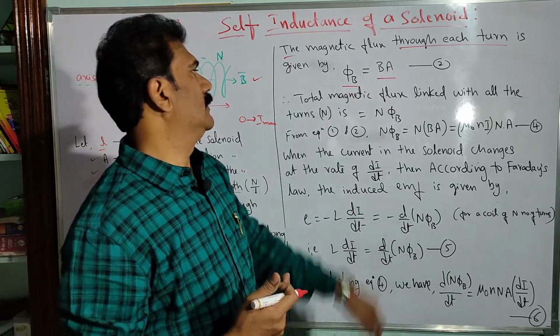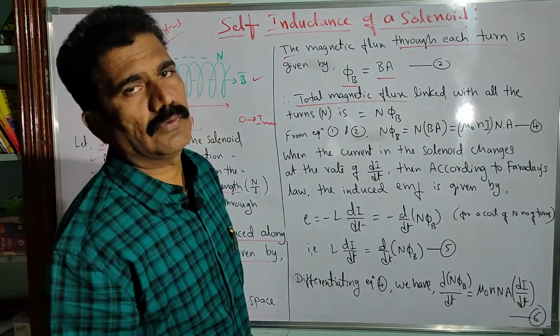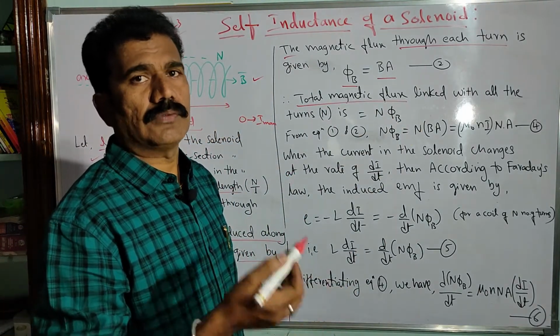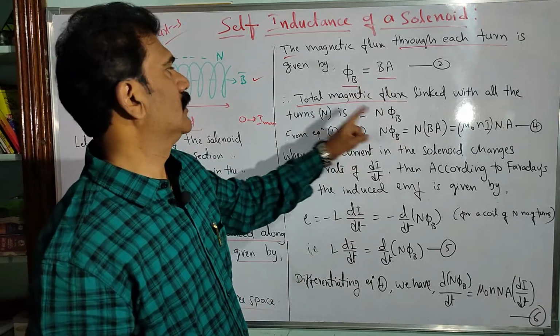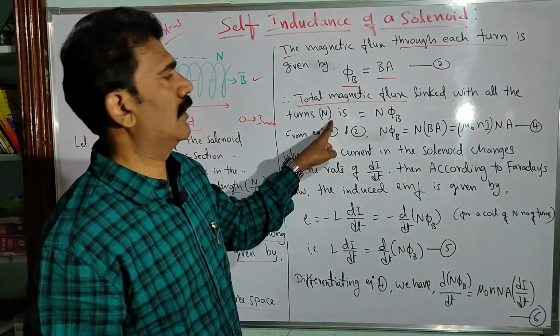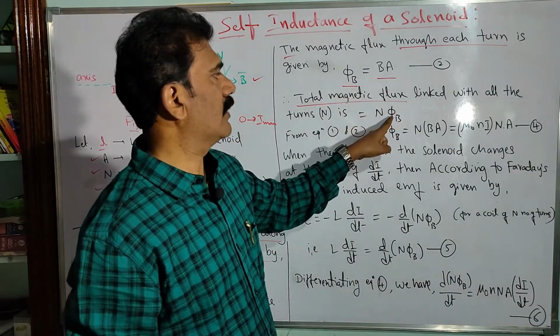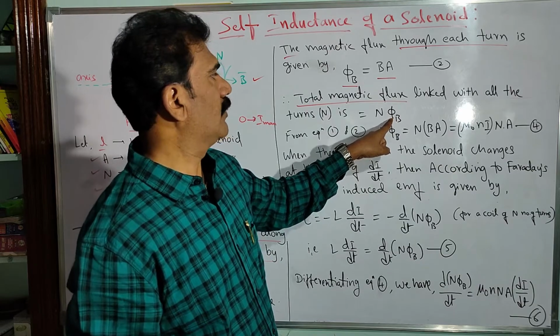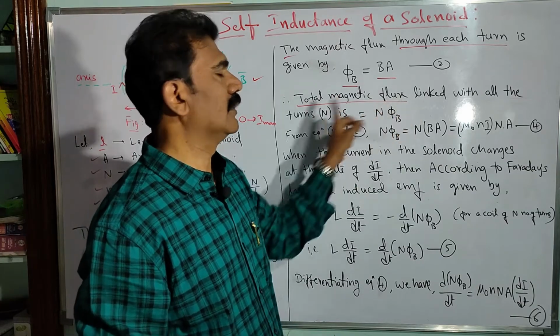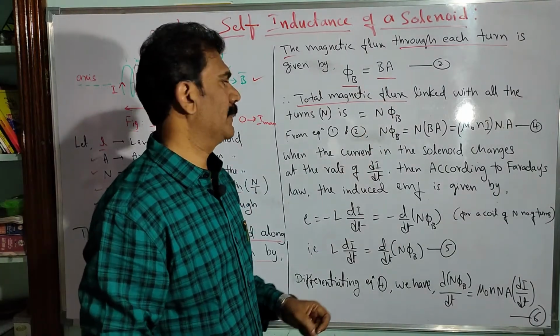B into A. So what is the total magnetic flux linked with the coil? You have to multiply by the total number of turns in the above equation. So the total magnetic flux linked with all the N turns is given by N into phi B. Phi B is the magnetic flux for each turn, multiplied by N gives the total magnetic flux linked with all the turns in the solenoid. N into phi B.